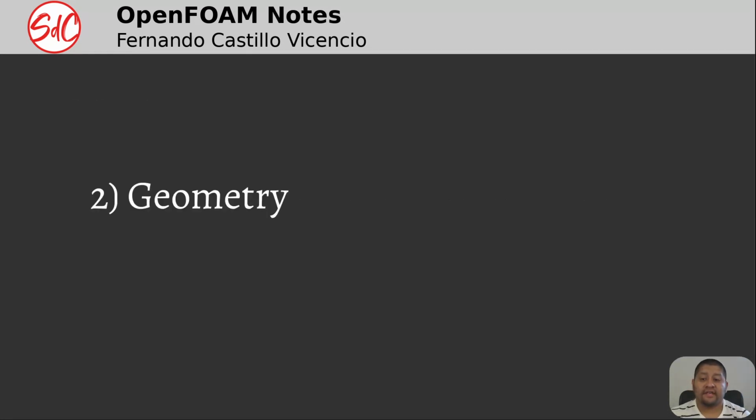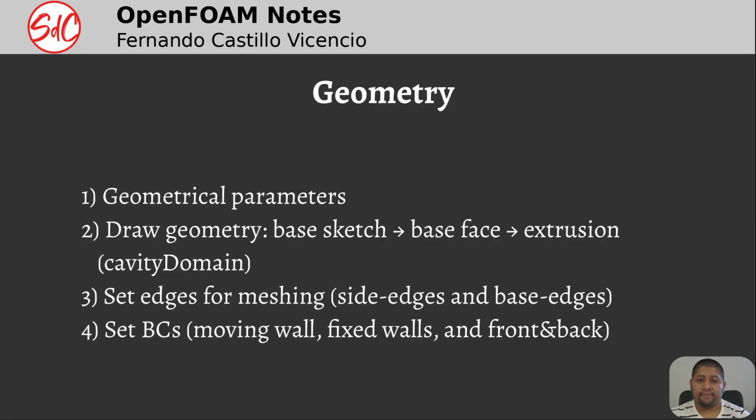The second stage of this video is the geometry. The geometry can be divided into 4 steps. The first step is to set the geometrical parameters. The second step is to draw the geometry, drawing in this order the base sketch, the base face, and the extruded cavity domain. The third step is to set edges for meshing, like side edges and base edges. The final step is to set the boundary conditions, like moving wall, fixed walls, and front and back.